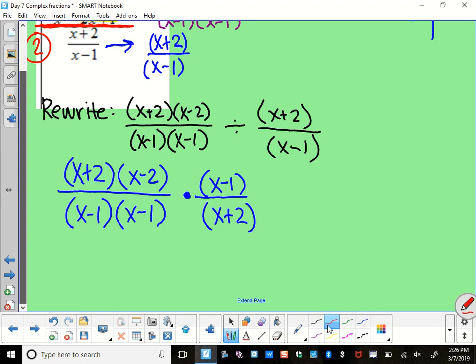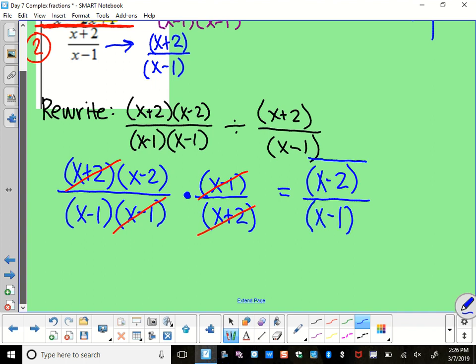Eric, can I cancel anything out here? X plus 2. Okay, x plus 2 can go. What else? X minus 1. Good. Be careful with crossing out your x minus 1. You can only do one at a time from top to bottom. You cannot cross out both of these x minus 1s. Okay? You can only do one from top to bottom. So what's left on top is x minus 2. And what's left on the bottom is x minus 1. And that is my answer.